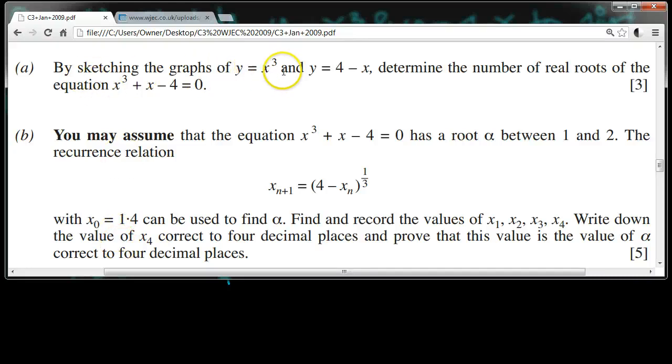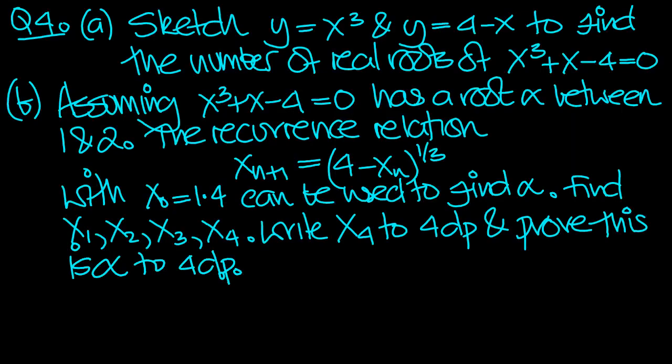By sketching these two graphs, determine the number of real roots of this equation here. Part B, you may assume that the equation here has a root alpha between 1 and 2. The recurrence relationship here with x0 equals 1.4 can be used to find alpha. Find and record the values of x1 through to x4. Write down the value of x4 correct to 4 dp and prove this is the value of alpha correct to 4 decimal places. So I've summarized the question above.